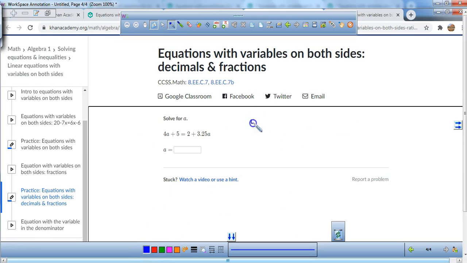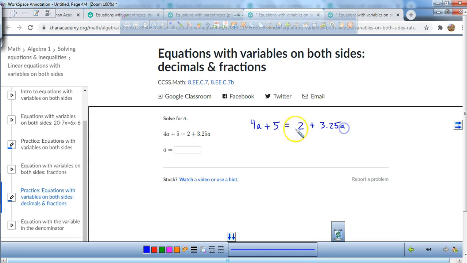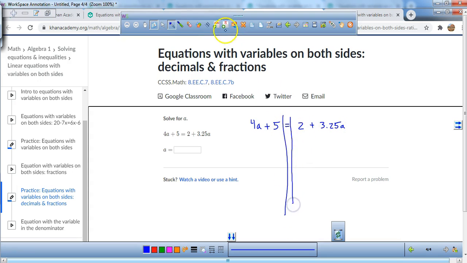So here we go. We got 4a plus 5 equals 2 plus 3.25a. There's my equal sign. I didn't do a very good job there. That was horrible, but that's okay. Well, that's close enough. Okay, so there's my equal sign. So can we combine those? No. Can we combine these? No. Where do I have the most a's?